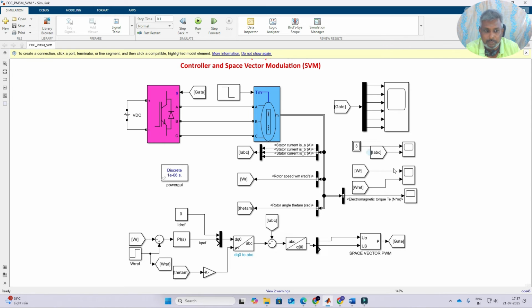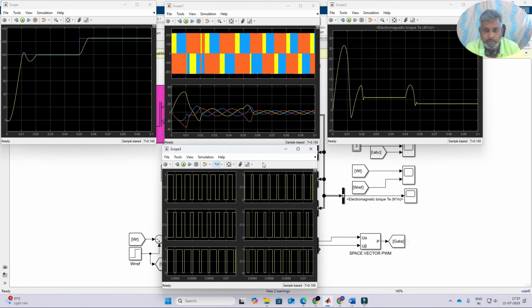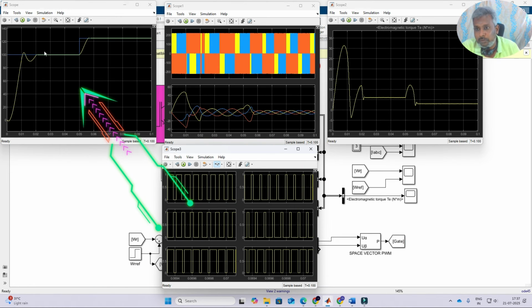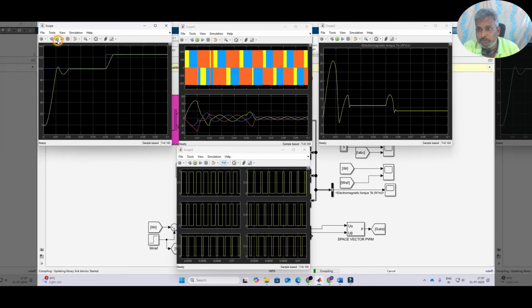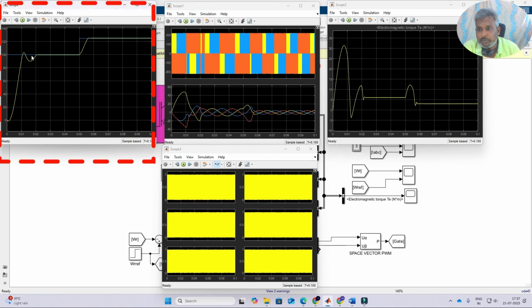Next you have to check the result. Here we are measuring different quantities. This scope measures the reference speed and actual speed, this scope the output voltage of the inverter, the output current of the inverter and the PMSM current, and this is the electromagnetic torque. Now I'm going to simulate this model. The reference is 100 radian per second. Initially the system starts and reaches the reference around 0.02 seconds with overshoot.